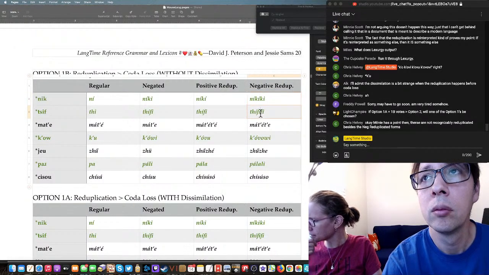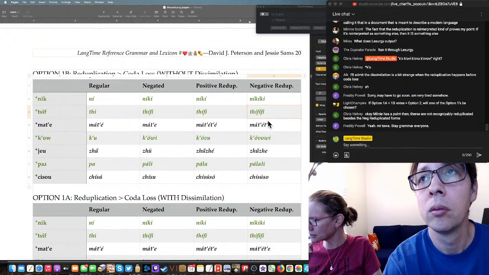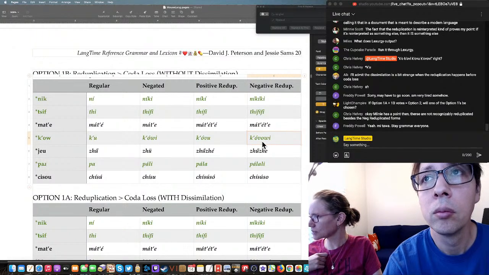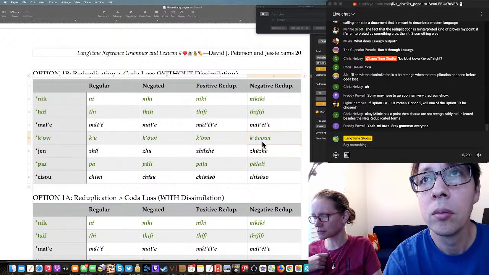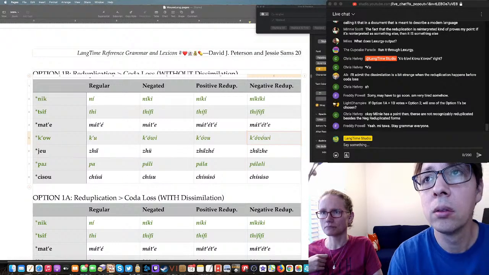Thank you, Alk. It does feel weird to have dissimilation in tone before the coda loss. We can't. We can only have tone because of coda loss. You're right. You're absolutely right on that.